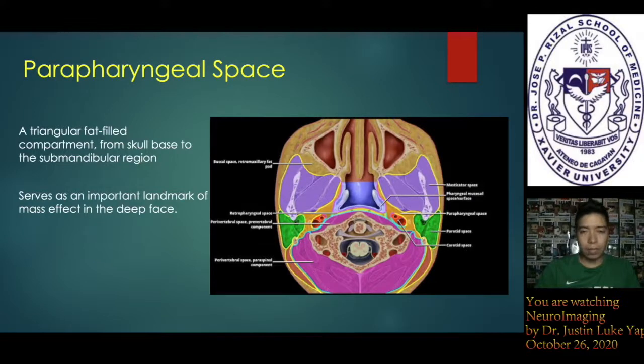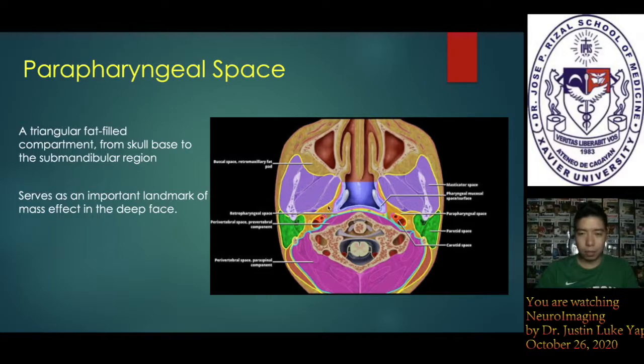So one space that I really want you to know is the parapharyngeal space. This is best seen on axial cuts of the brain, whether in CT or MR. And it's an important landmark for mass effect in the deep space. So what does that mean? It means that any displacement of the parapharyngeal space will guide us as to what pathology is actually involved.